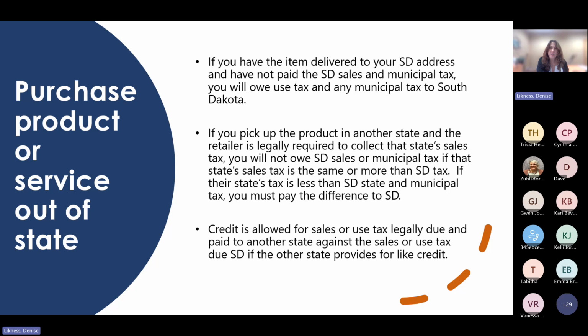Just wanted to give you an example for this slide that we went through. If you live in Pierre and you bought a computer for $600 plus $10 shipping and handling, and that company does not charge you sales tax, then you must pay the use tax to the state, which would be 6.2, so 37.82 use tax, and that would be the city tax too.